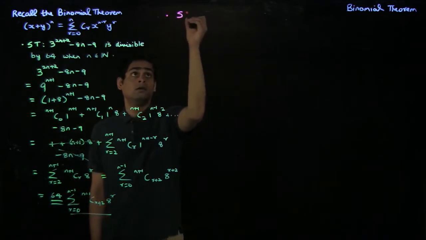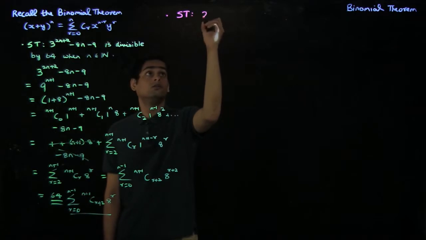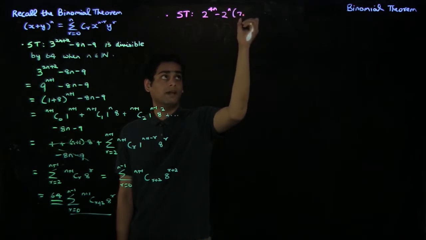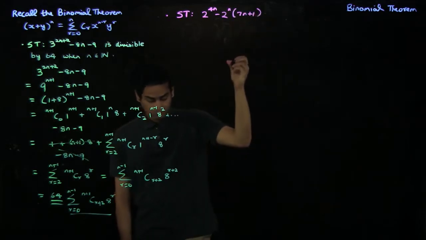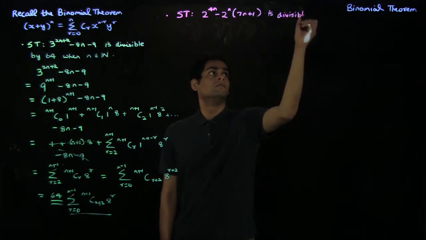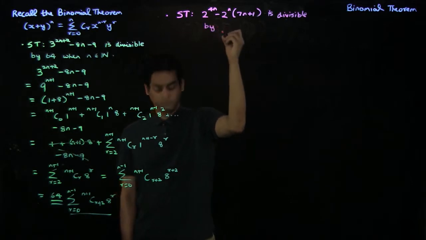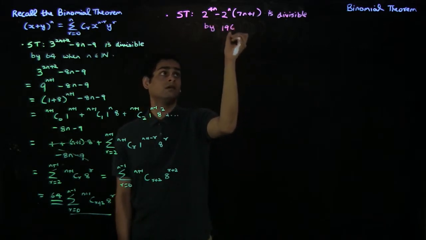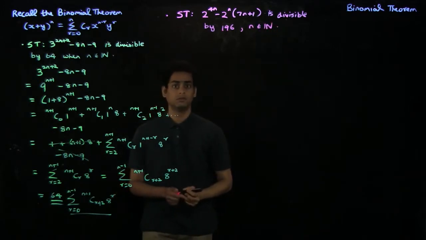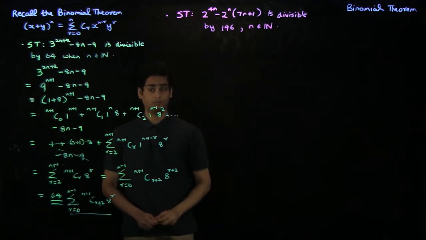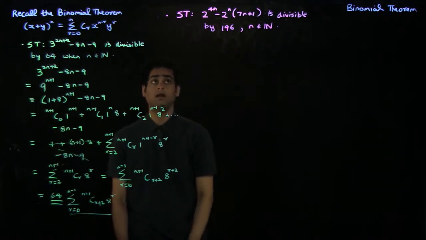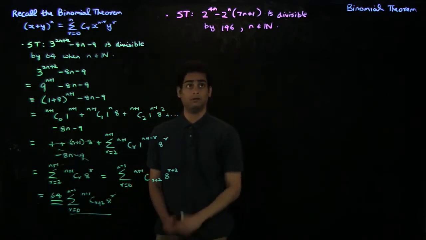This example asks to show that 2 power 4n minus 2 power n times 7n plus 1 is divisible by 196 whenever n is a natural number. So this example is very similar to the previous one, and once again we have to figure out how to rewrite this original term in a form which is amenable to the binomial expansion.